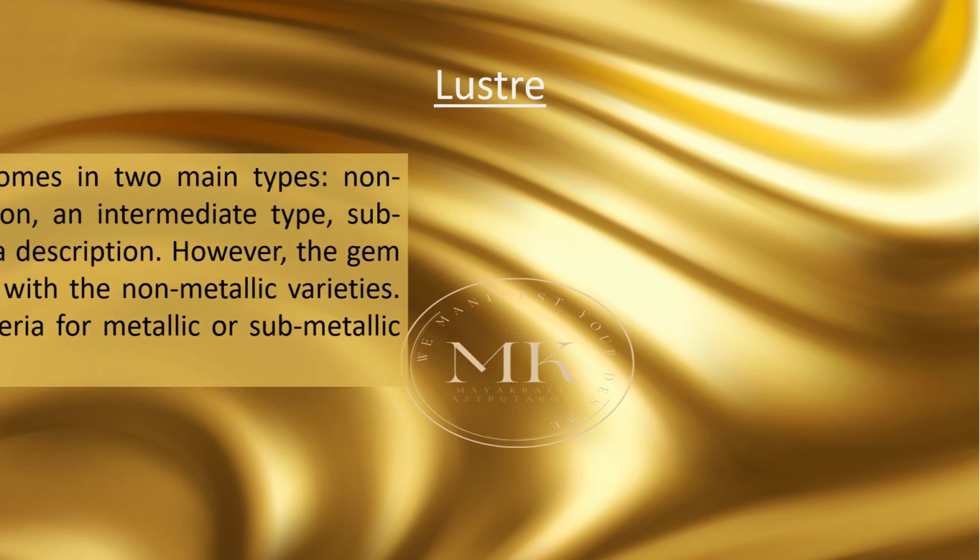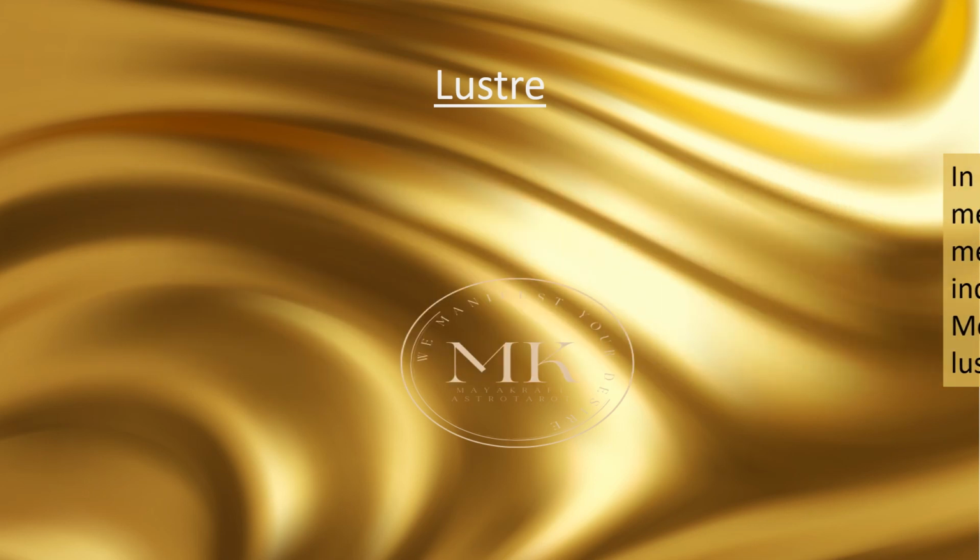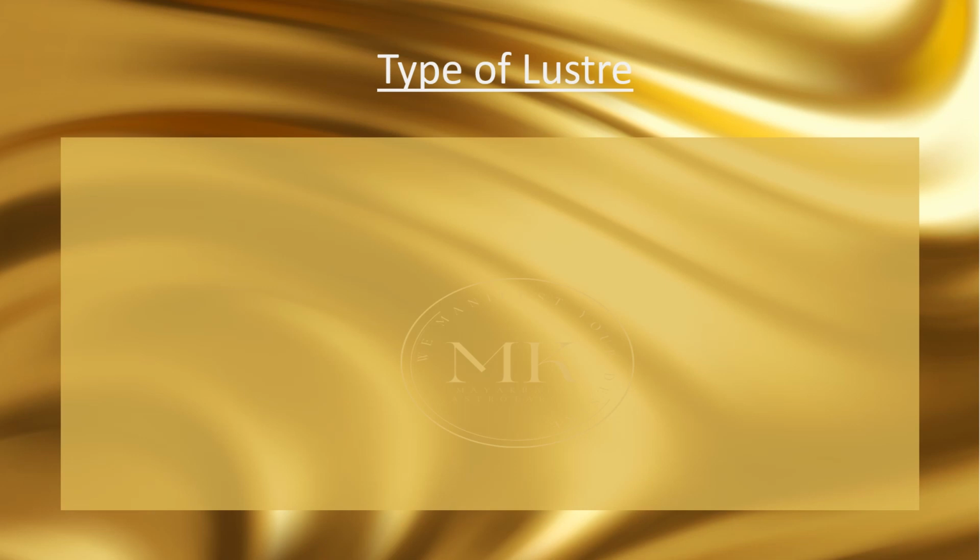Next is luster. In the mineral world, luster comes in two main types, non-metallic luster and metallic luster. In addition, an intermediate type, submetallic, is sometimes used as a description. However, the gem industry most commonly deals with the non-metallic varieties. Most gems don't meet the criteria for metallic or submetallic luster. Now you will learn about the types of luster.